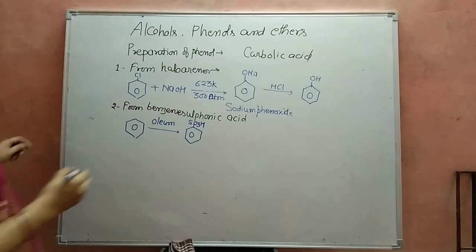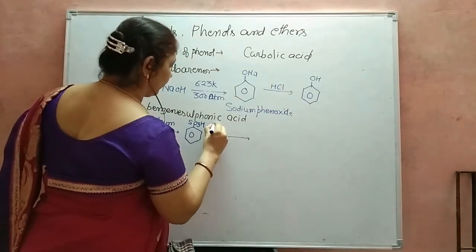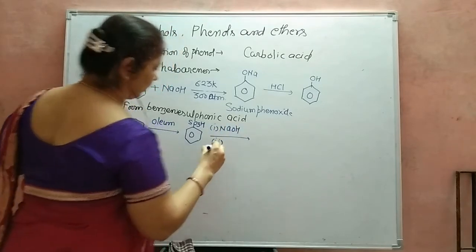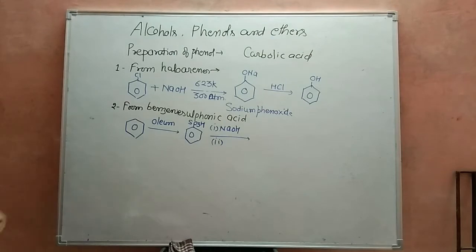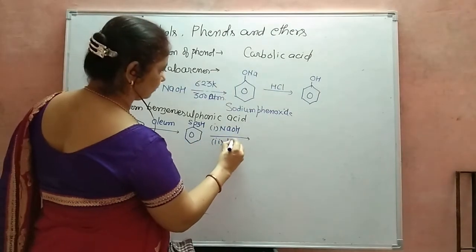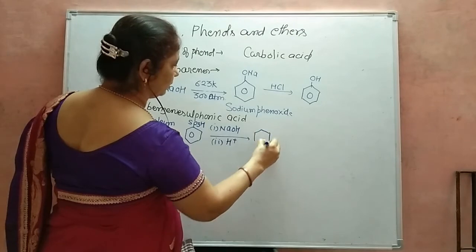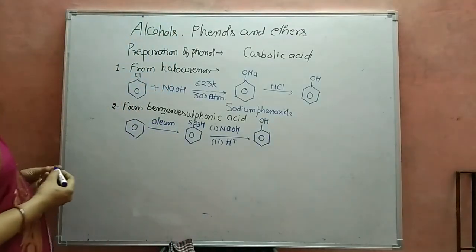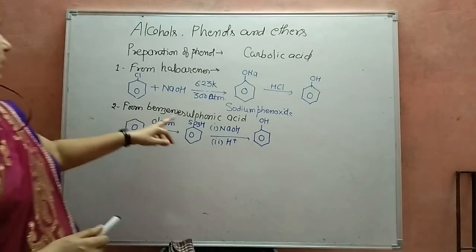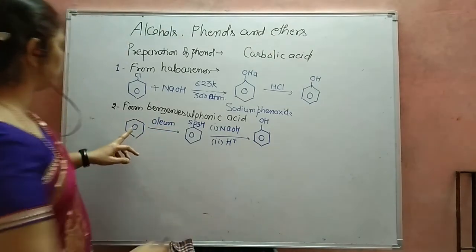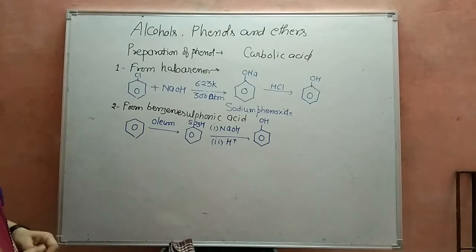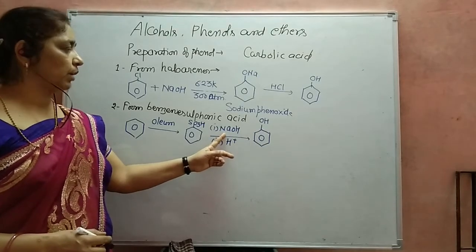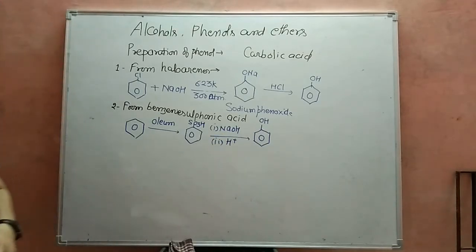When this benzene sulfonic acid is heated with NaOH in presence of H positive, it forms the compound phenol. So here we start the reaction from benzene. It's an electrophilic substitution reaction with oleum to first form the benzene sulfonic acid. Then it reacts with NaOH in the presence of H positive to form the phenol.